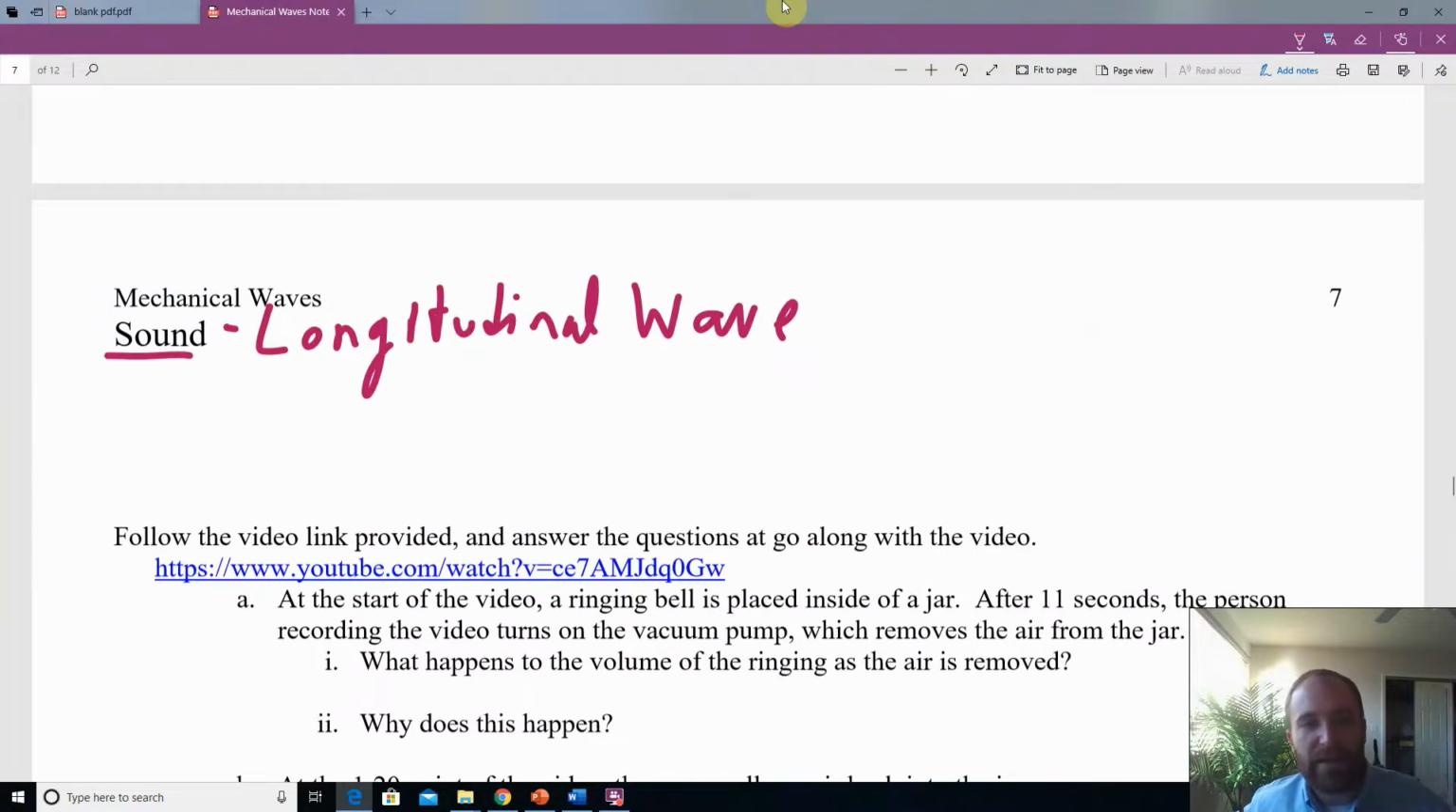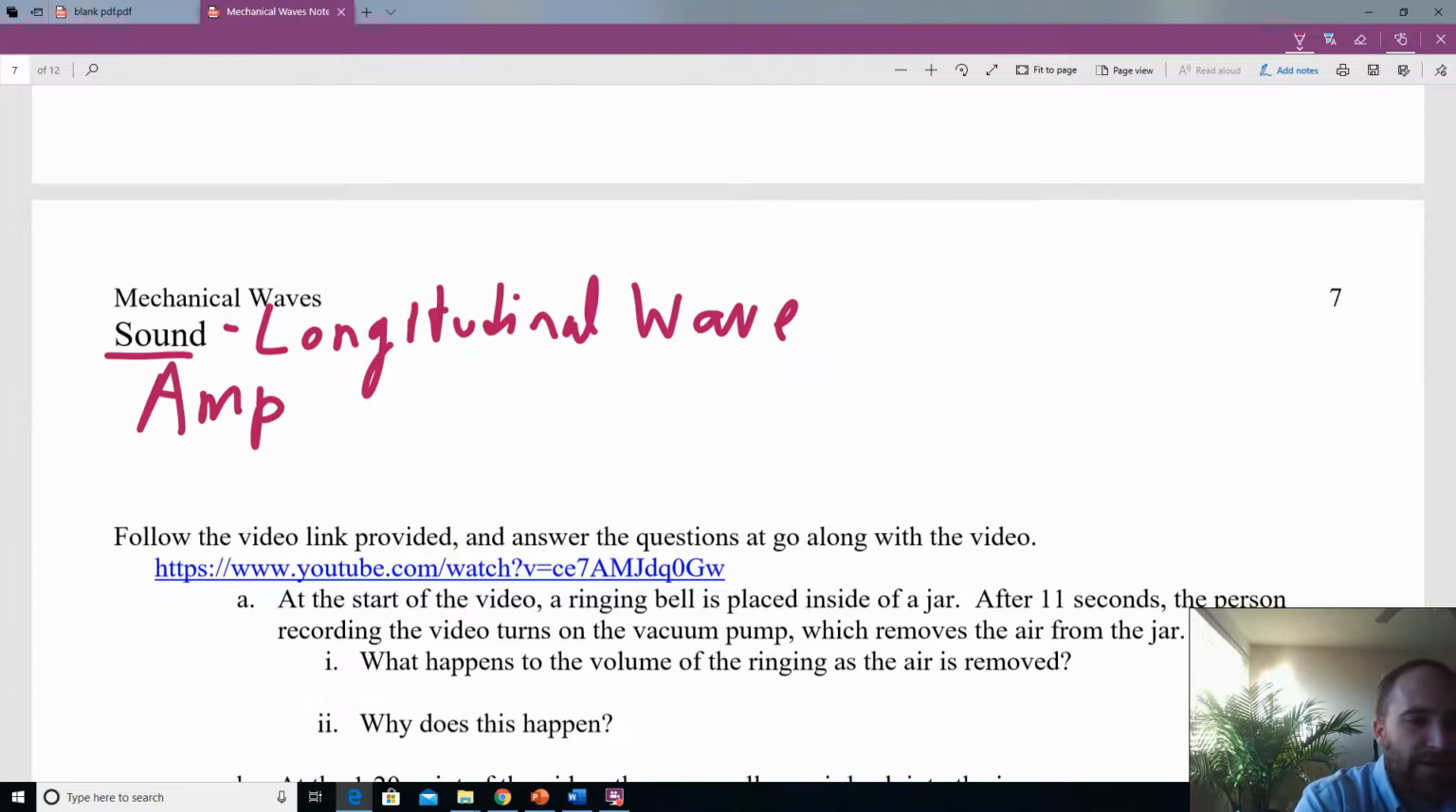So sound is an example of a longitudinal wave, is I guess the moral of that story. Now, you hear different things about sounds. What I mean by that is you hear high volumes and low volumes, and high pitches and low pitches. So for sound, the amplitude is related to the volume.